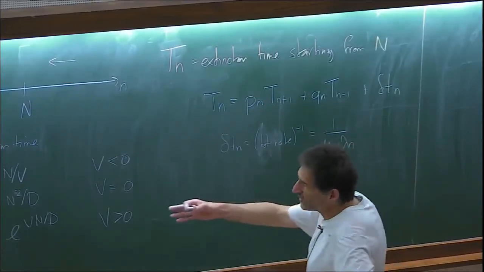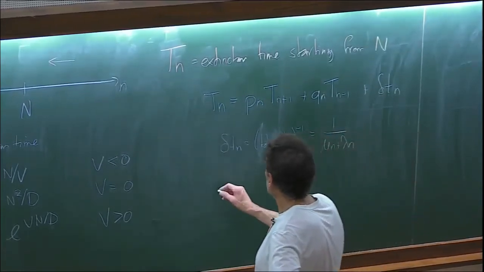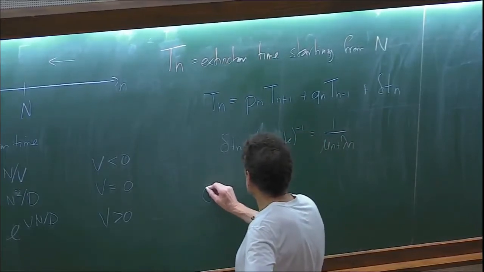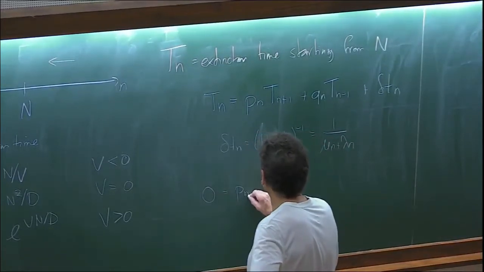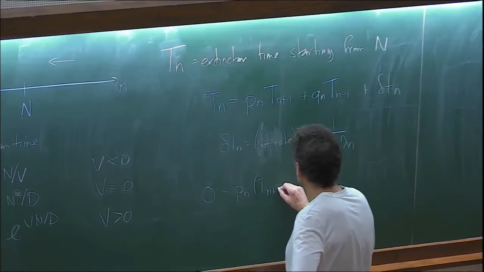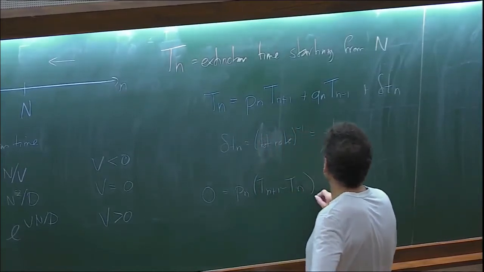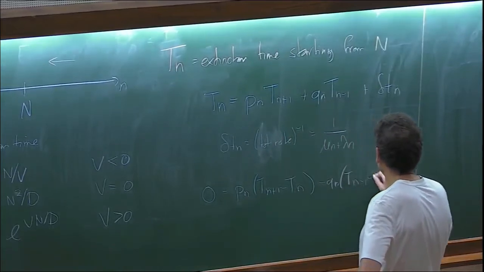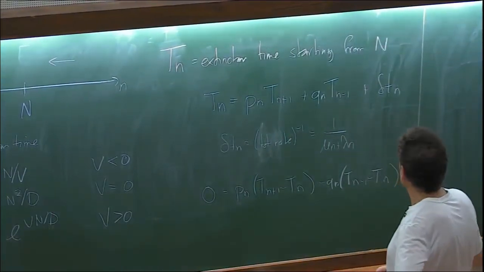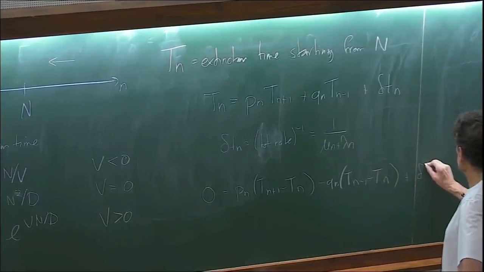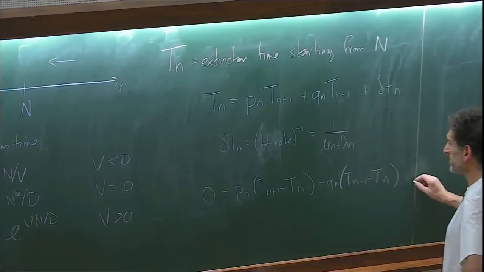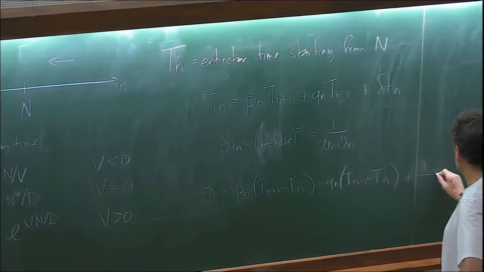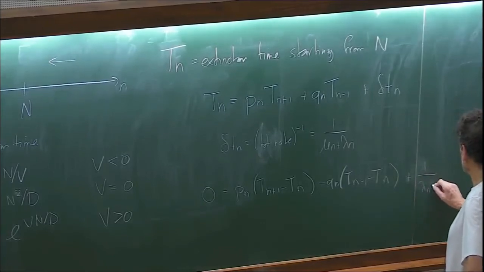Okay, so I'm going to do the same stunt as I did over here, which I'll write as 0 is equal to Pn (Tn plus 1 minus Tn) minus Qn (Tn minus Tn minus 1) plus delta Tn. So let me write this now explicitly. So I'll write this as 1 over lambda n plus mu n.